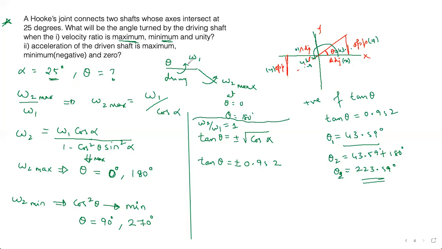Whatever speed is in the driving shaft will be the same in the driven shaft. At what angle? 43.59 degrees. The driver and driven shafts will have the same angular velocity. At 223.59 degrees of rotation of the driving shaft, omega 1, the angular velocity of the driving shaft, and the angular velocity of the driven shaft are also the same.